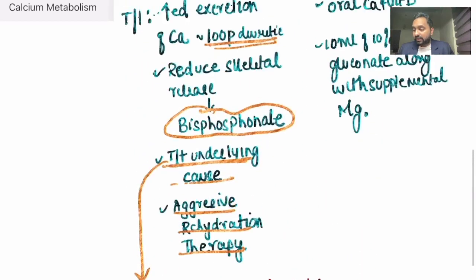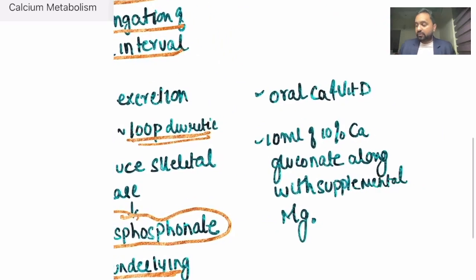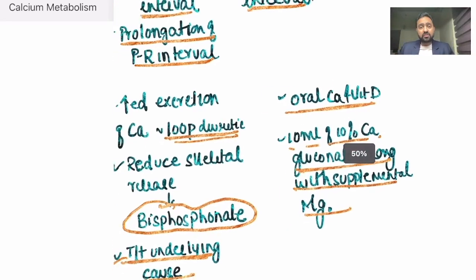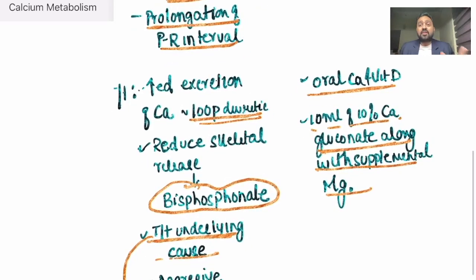Right, now in case of hypocalcemia, we use oral calcium and vitamin D supplements and 10 ml of 10% calcium gluconate along with supplemental magnesium. So these are a few of the clinical scenarios that you would be getting in terms of hypo and hypercalcemia.